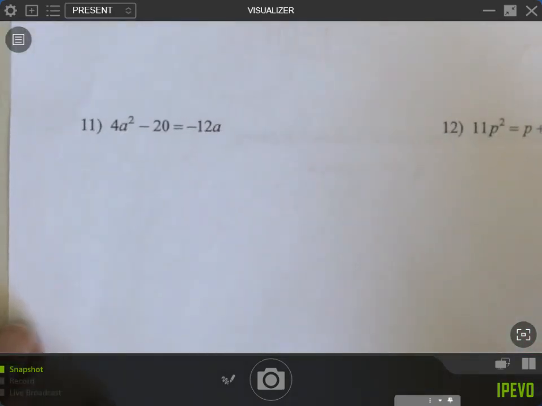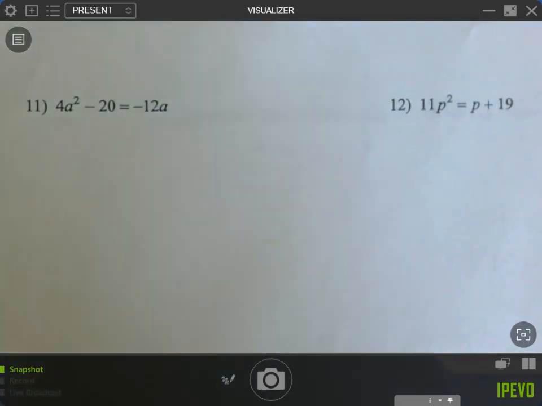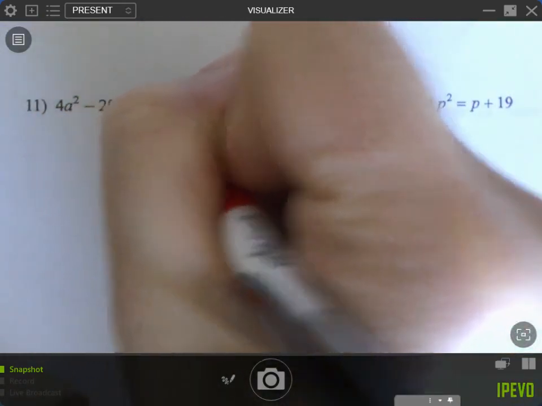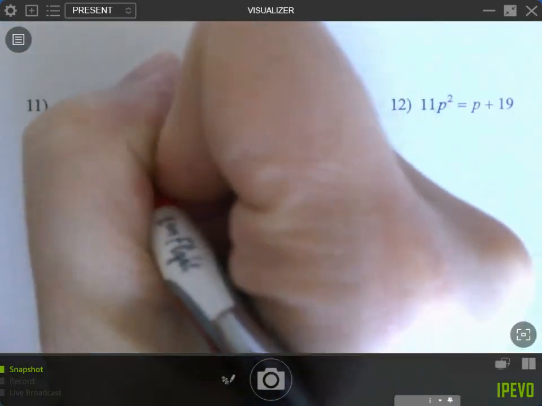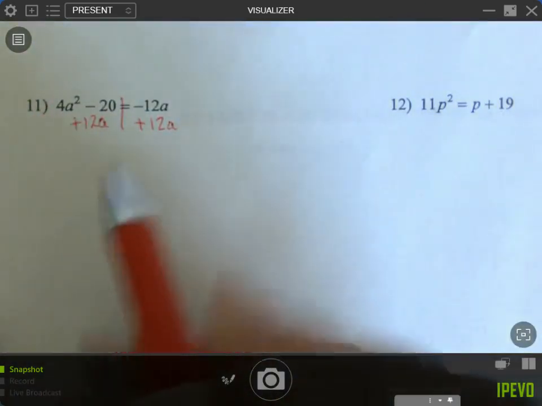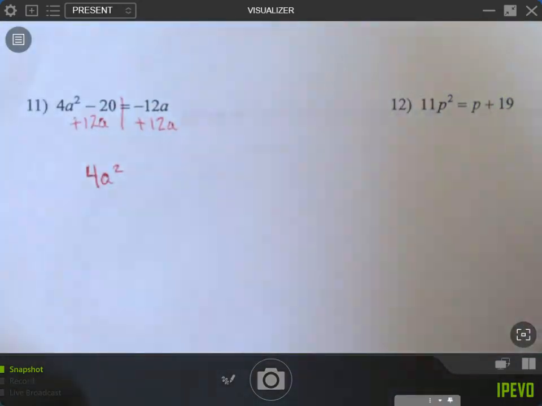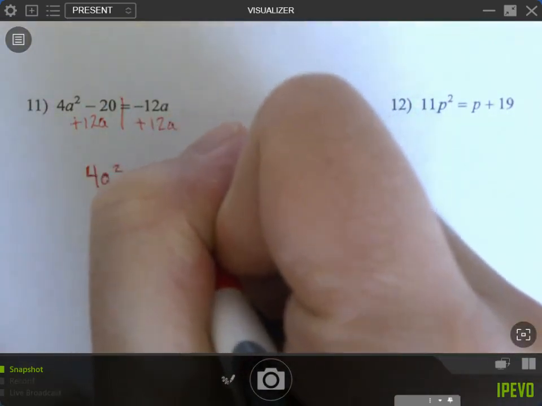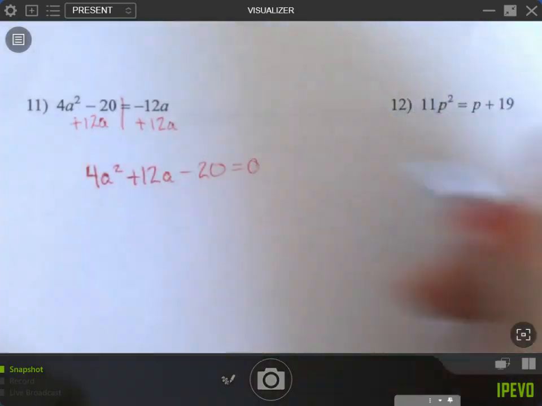So let's talk about number 11 here. First things first, I need to set it equal to 0. What should I move? I'm going to add 12a. Now pay attention to where you put it. I'm going to have my add 12a just stuck down here in the middle because there are no like terms. So what should I write first? The 4a squared. Now what do I want next? The 12a or the 20? The positive 12a, and then what? The minus 20. So the order will make a difference for you.